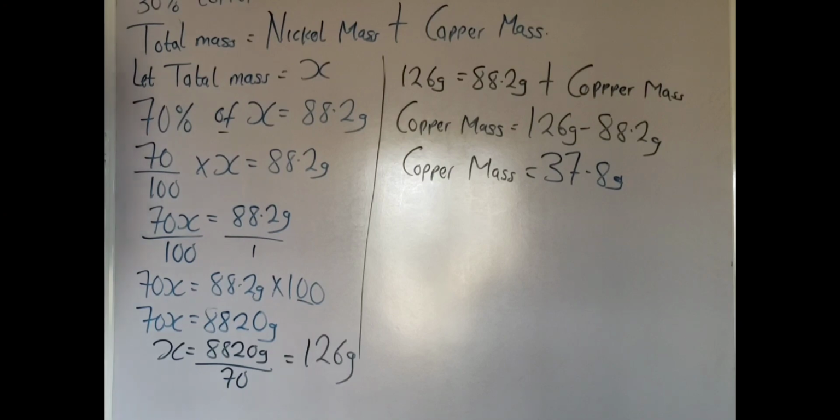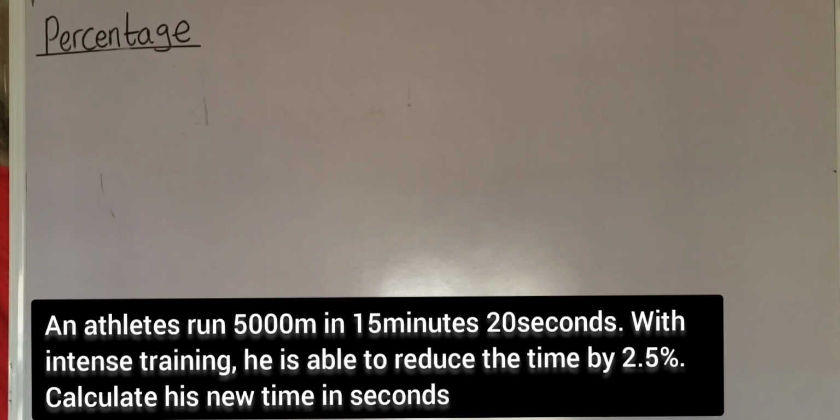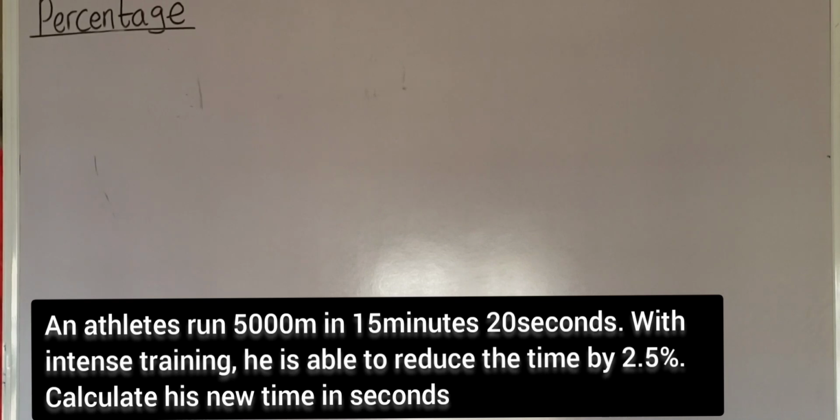Let's move to another question. An athlete runs 5,000 meters in 15 minutes 20 seconds. With intense training, he is able to reduce the time by 2.5%. Calculate his new time in seconds.